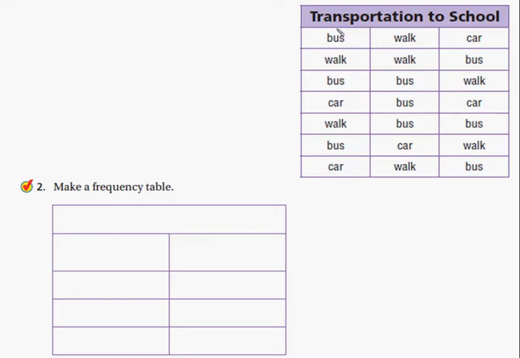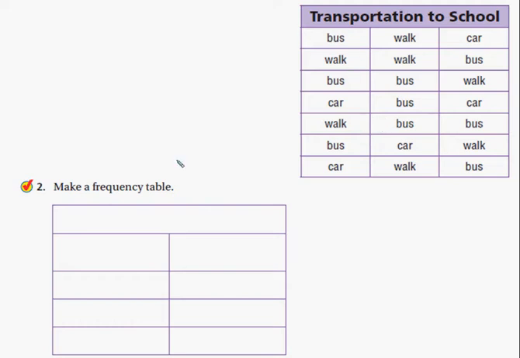So let's say that we have this set of data, transportation to school, and we take a survey, and one person says I take the bus, another person says I walk, another person says I take the bus, another person says I take the car, and you're just writing down what everyone says. So you have this big jumble of information, and you need to organize it in a way that is more useful. So we're going to make a frequency table out of this.